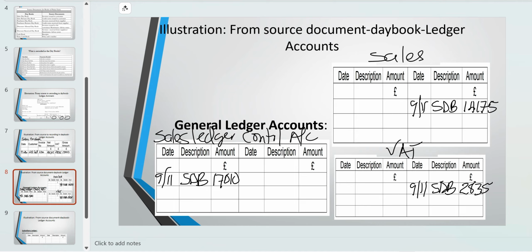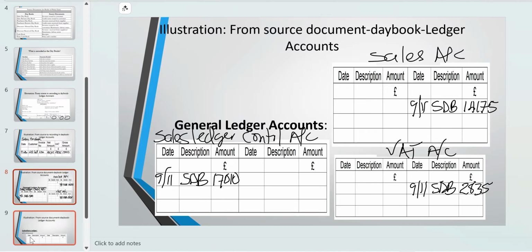When I add the figure I have written in the sales account and the VAT account, it should equal the figure I've entered in the sales ledger control account. That is how it is completed. So remember, this is the sales account and VAT control account. When I add 14,175 plus 2,835, it should always equal what I have entered on the debit side of the sales ledger control account.